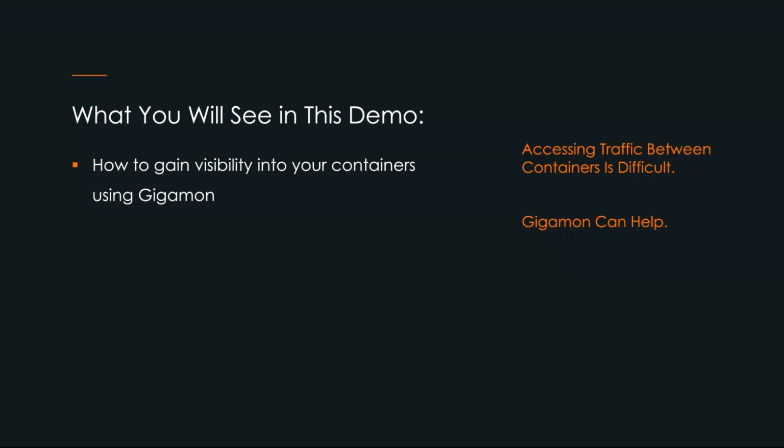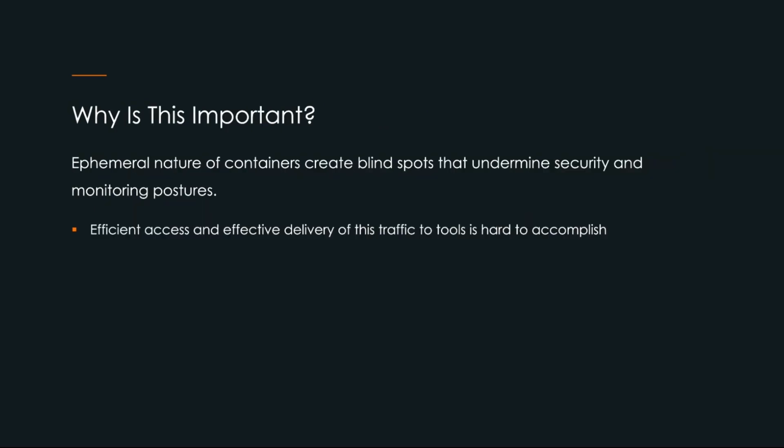In this short video, I will show you how you can gain visibility into the traffic between containers and show you how to send this access intelligence to your various tools. I don't think it's much of a secret that accessing the traffic communicating between containers is pretty difficult to do. Regardless of the difficulty, it is essential for you to have this visibility in an effort to eliminate all the possible blind spots you may have for your security and performance monitoring postures. The solution I'll be showing today not only presents a way in which you can efficiently access this source of intelligence, but it also enables you to deliver this traffic to tools effectively. Without further ado, let's dive in.